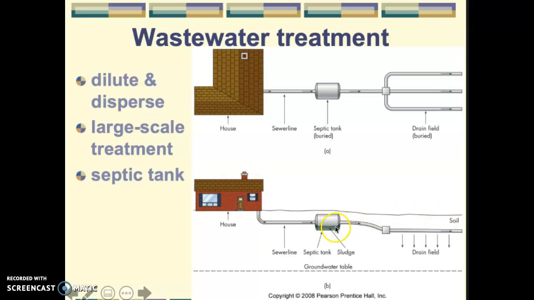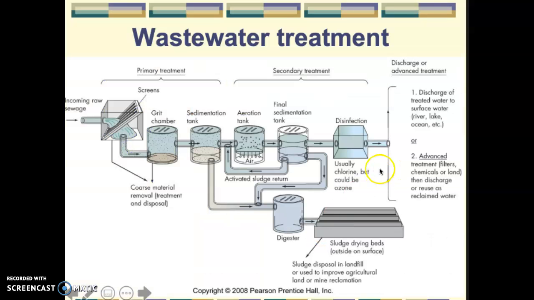The sludge over time builds up in the tank, and so every few years I have to have somebody come to my house and take the lid off the septic tank. It's actually buried, so I have to dig it up. Then we pull the lid off, and they stick a hose down there and suck up the sludge, and guess where they take that sludge? They take it to a municipal treatment plant. And so then they run it back through this process, they dry the sludge out, and go from there.